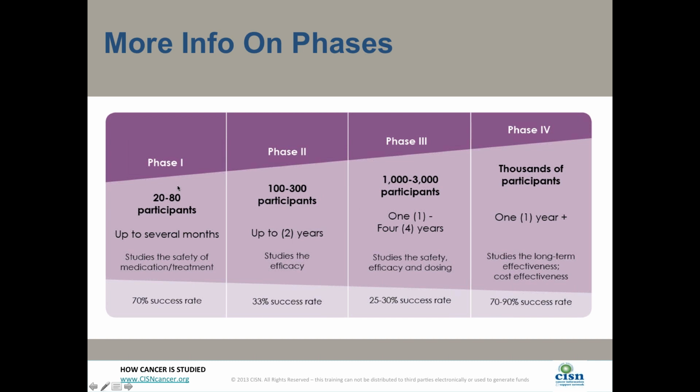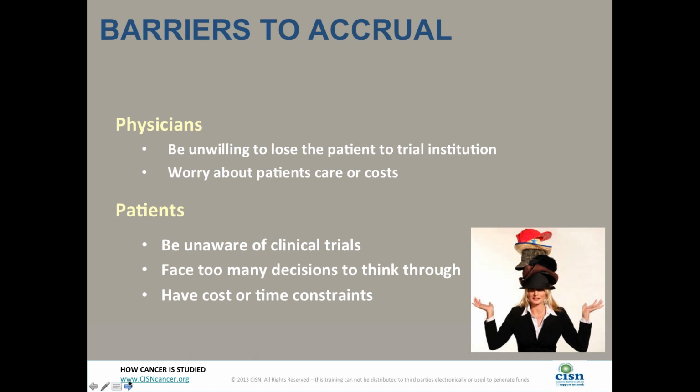And this puts it into a little bit wider frame where you've got the number of people, the length of time, and again, why it's being done. The success rate: you can see phase 2 and phase 3 are really tough. Look at how many drugs have to go through there before we get a successful answer. And phase 4 really is just gathering more information.